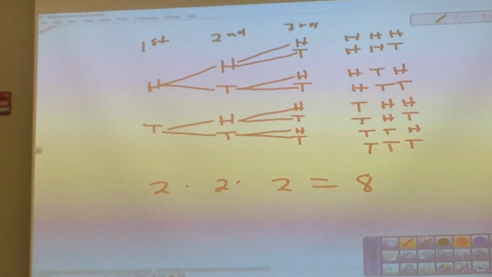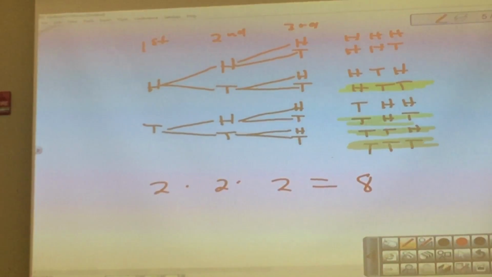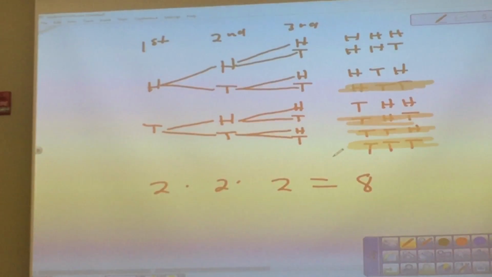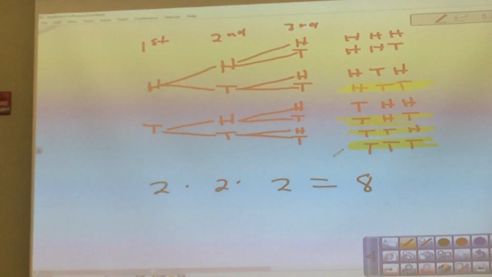And then when I look at this and say at least 2 tails, 1, 2, 3, 4. So my probability of at least 2 tails is 4 out of 8, or 1/2, 1 out of 2.